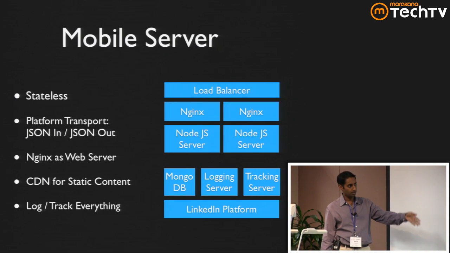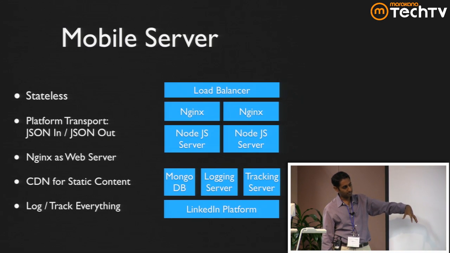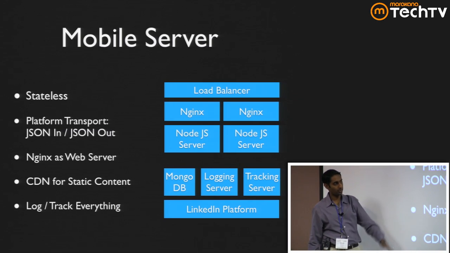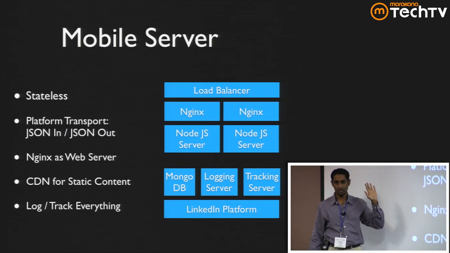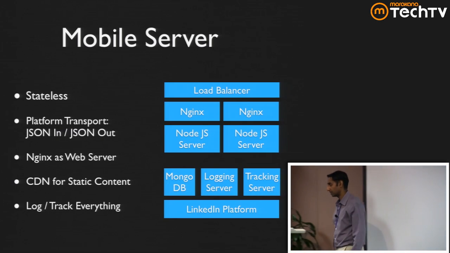So JSON is coming, the request comes in from the client. We make requests out to the LinkedIn platform and all these different things, convert to JSON, and we send JSON out. So from a Node.js and mobile server standpoint, everything coming into mobile servers is HTTP JSON, and everything going out is HTTP JSON.